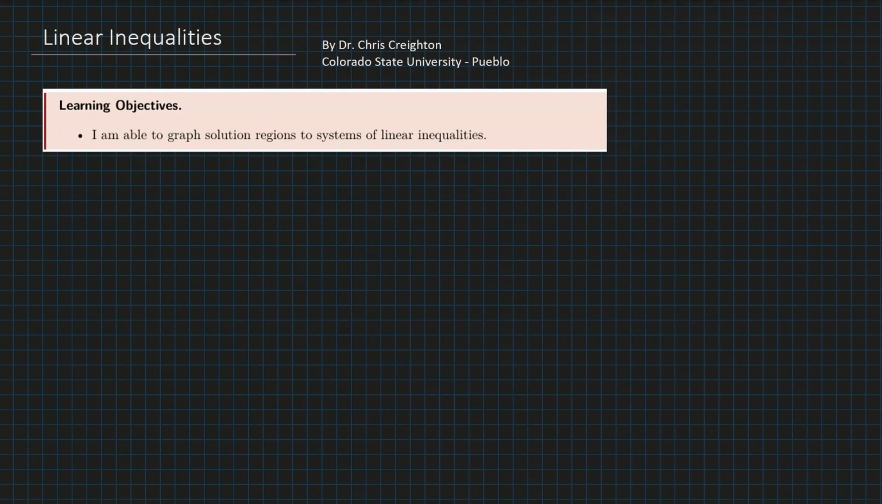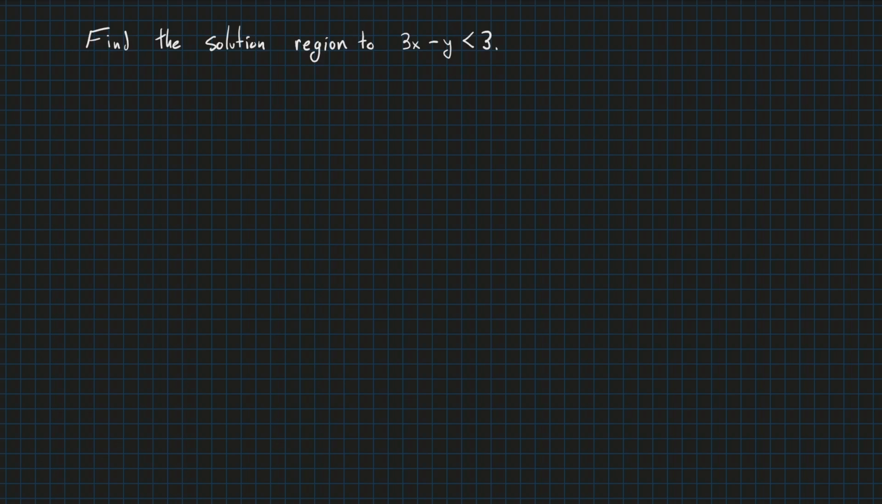Hi, I'm Dr. Chris Creighton, and in this video we'll be learning about linear inequalities. Your goal after this video is to be able to graph the solutions to systems of linear inequalities, but we're going to start off with just graphing a single linear inequality. We're going to start off with an example of graphing a solution region to a linear inequality.